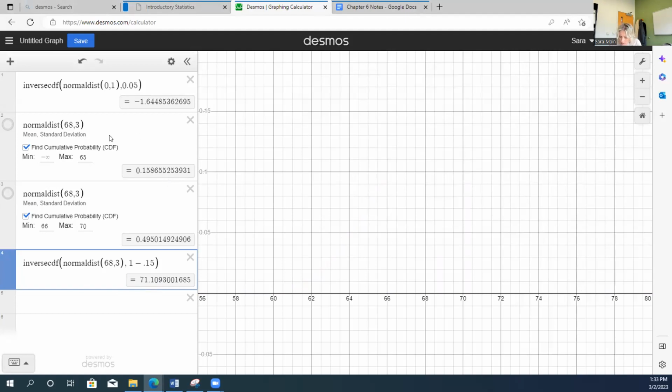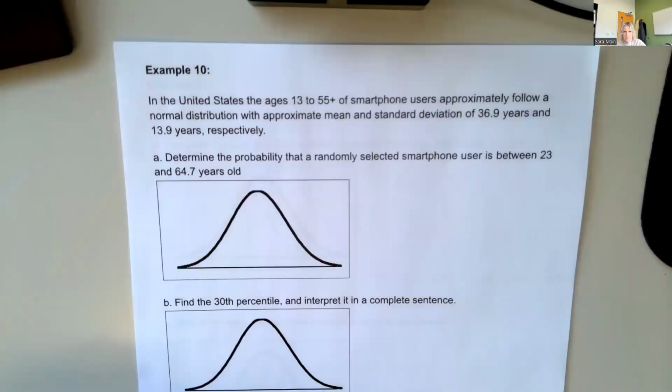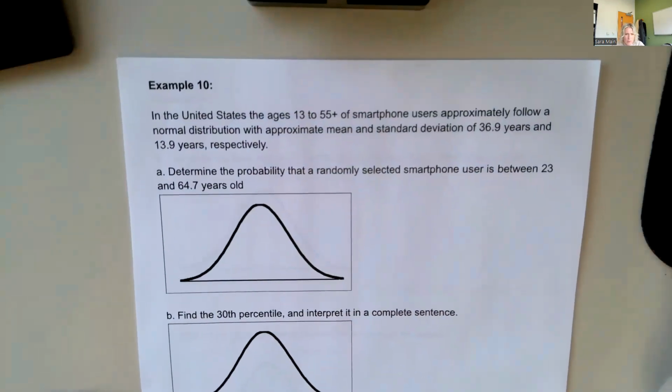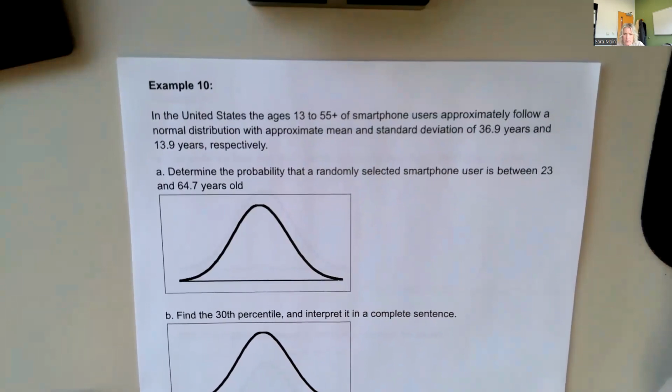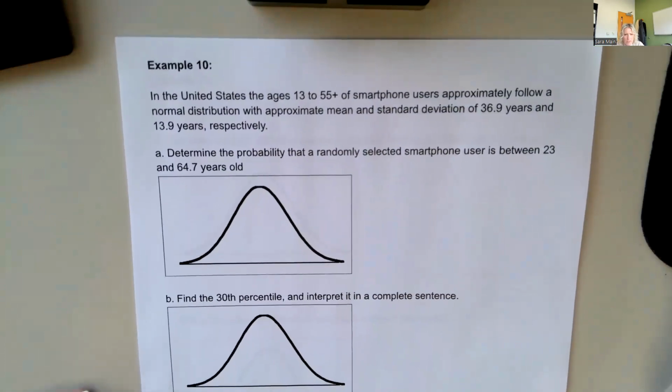Okay, we're going to look at example number 10. In the US, the ages 13 to 55 plus of smartphone users approximately follow a normal distribution with approximate mean and standard deviation of 36.9 years and 13.9 years respectively. Determine the probability that a randomly selected smartphone user is between 23 and 64.7 years old.